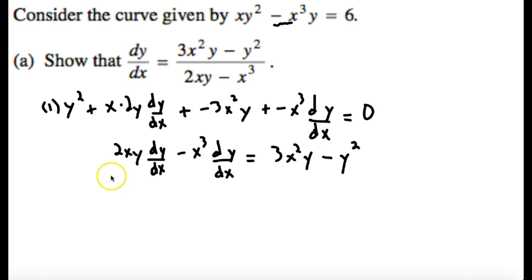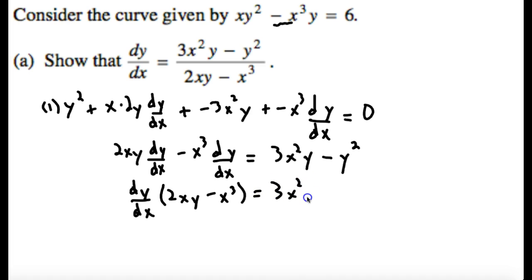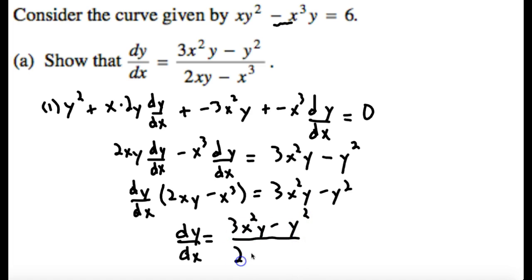So now my next step would be to factor out my dy dx. dy dx times 2xy minus x cubed equals 3x squared y minus y squared, and then divide by 2xy minus x cubed. And we get dy dx equals 3x squared y minus y squared over 2xy minus x cubed. And I have exactly what they have. So I have completed part A.